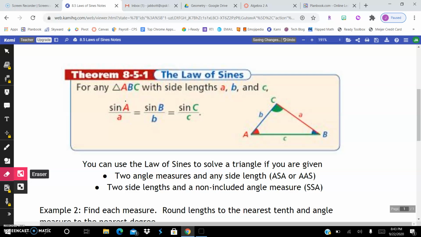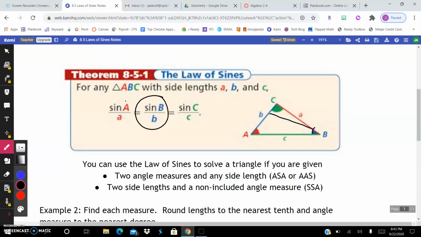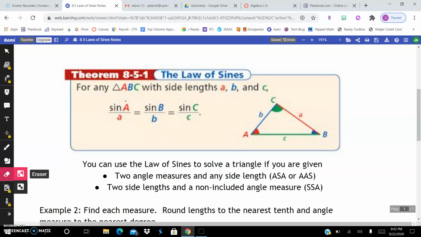Is the same thing when we take the sine of B and divide it by side length of b. So angle B is right here. Opposite side would be the length b. And when we divide those, we'll get the same thing. And then we also get the same thing when we take the sine of angle C, which is right here, and divide it by the side length of side c. Okay. So pay close attention that whatever angle we're talking about, the side length is opposite of it.